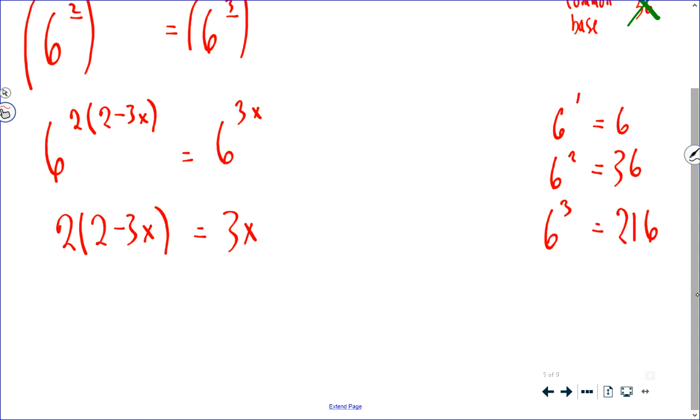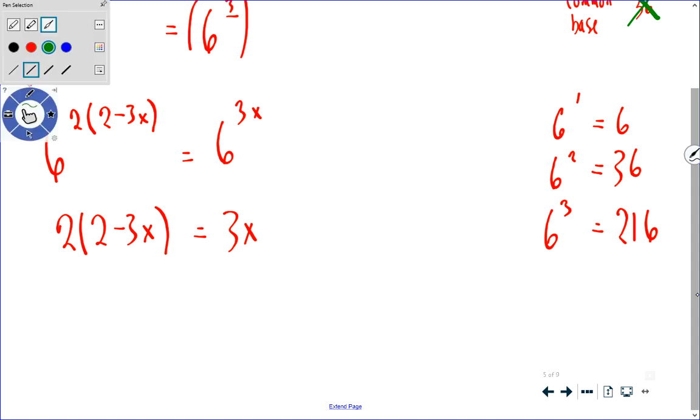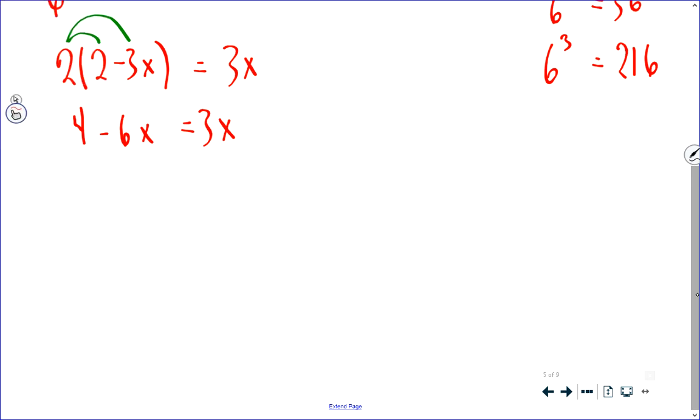Not quite a grade 7 or 8 equation, maybe a grade 9 equation. We are going to have to multiply that 2 into the binomial first to get 4 minus 6x equals 3x. Now we can solve that equation. If I add 6x to both sides, I get 4 equals 9x. Then I divide both sides by 9. I get x equals 4 ninths. So 4 ninths is the solution.